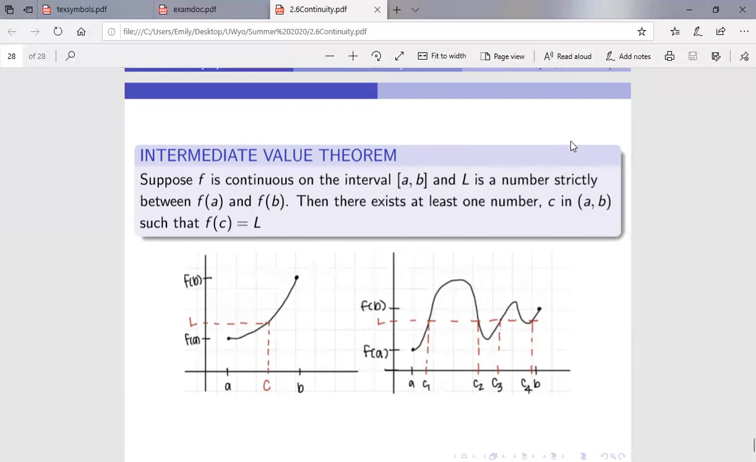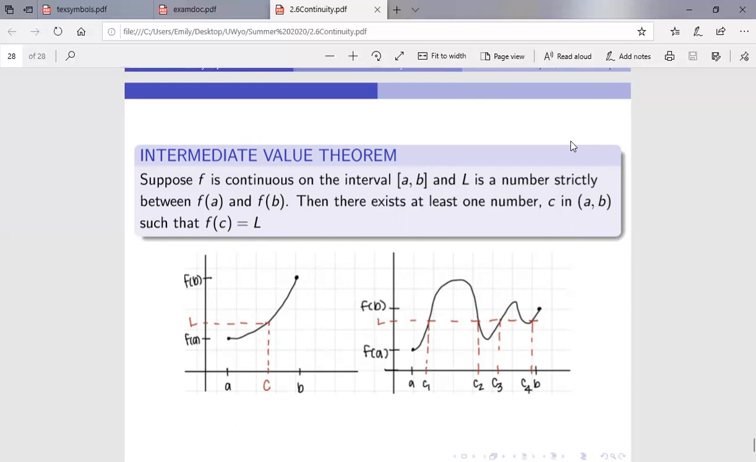So suppose that you've got a function f and it's continuous on the closed interval a to b. So we're including the endpoints. And L is some number strictly in between f of a and f of b. Then this theorem says that there exists at least one number, c, in between a and b, such that f of c equals L.